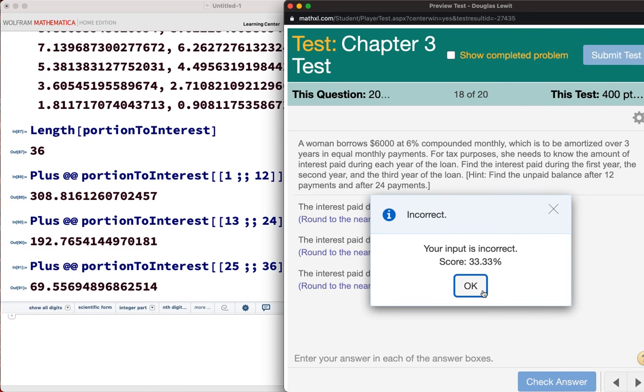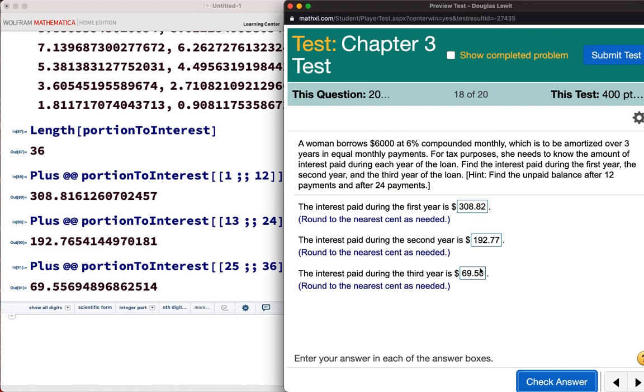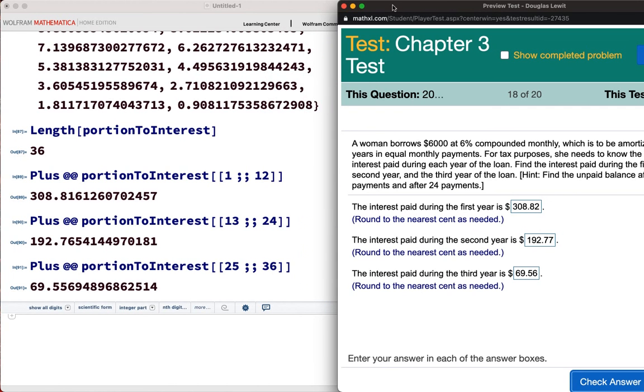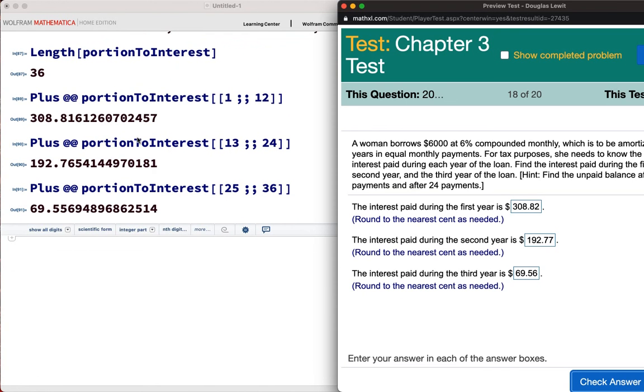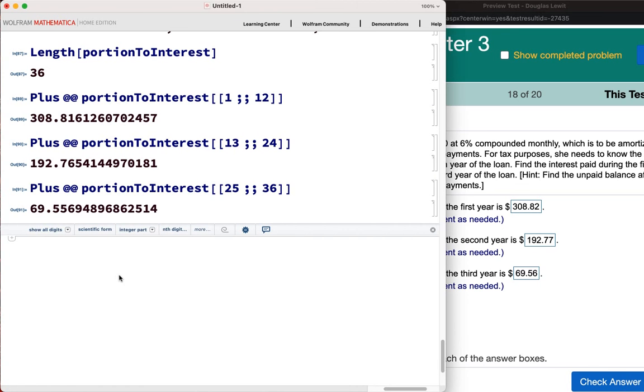It doesn't seem to like, okay, why is it giving me an error message? Oh, you know what? I have a feeling I know what's going on. I have a feeling it doesn't like the way I'm rounding here, which is really kind of crazy, but okay.